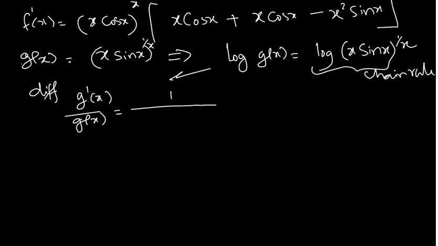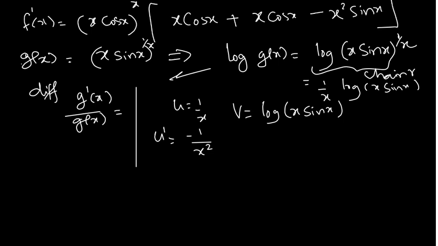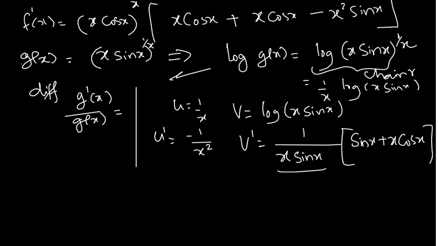So 1 divided by... oh, we didn't take the 1 by x, isn't it? So we did not write this as 1 by x into log x sin x. This 1 by x has to be brought right to the front. Okay, so u is equal to 1 by x, v is equal to log x sin x. So u dash is minus 1 by x square. I suggest you remember how to get this minus 1 by x square. v dash is 1 by x sin x, then differentiation of sin x, for x it is 1, plus x cos x. Got it?